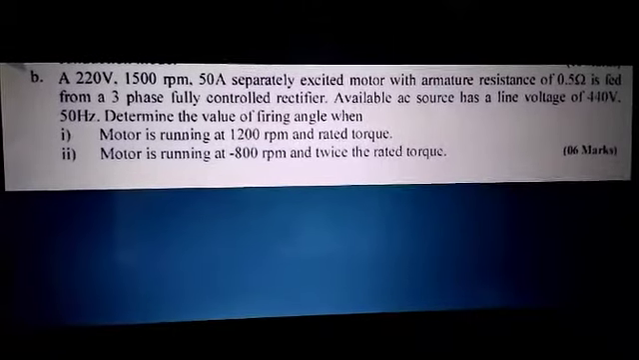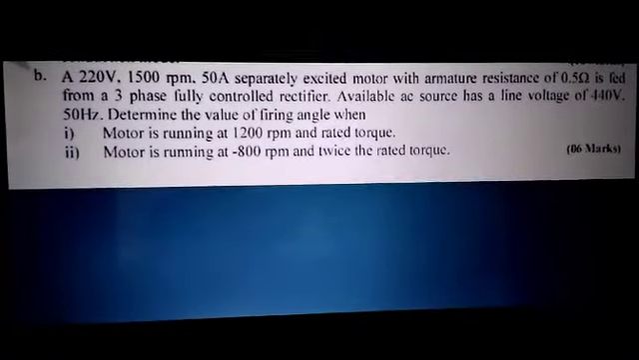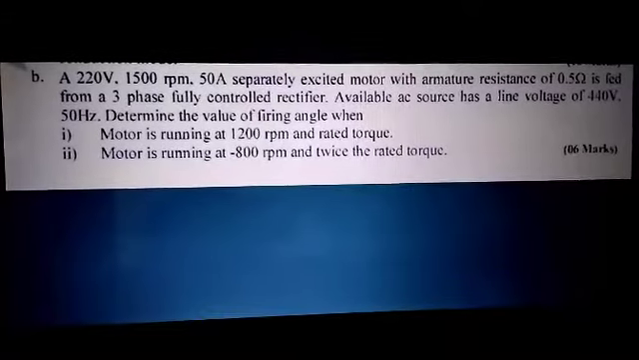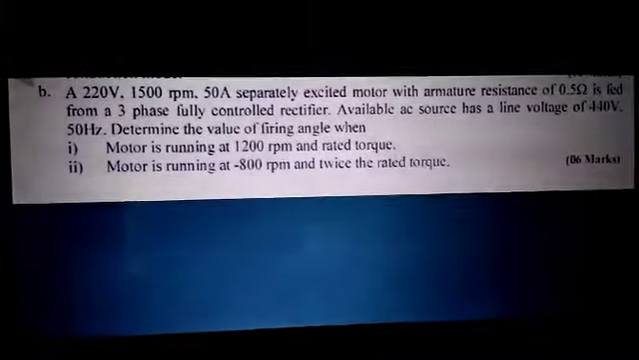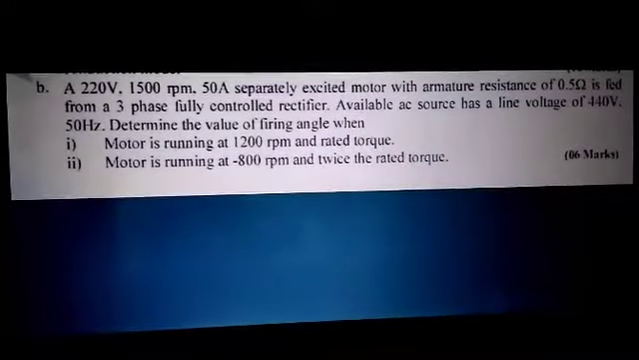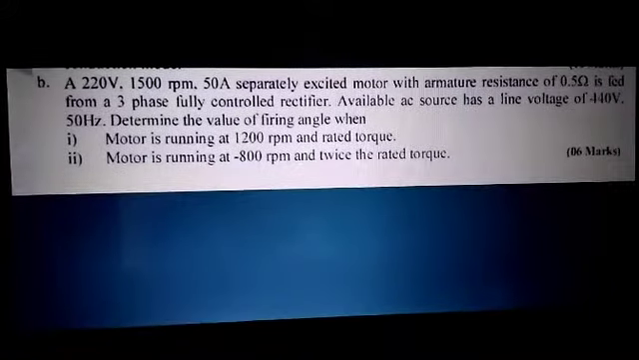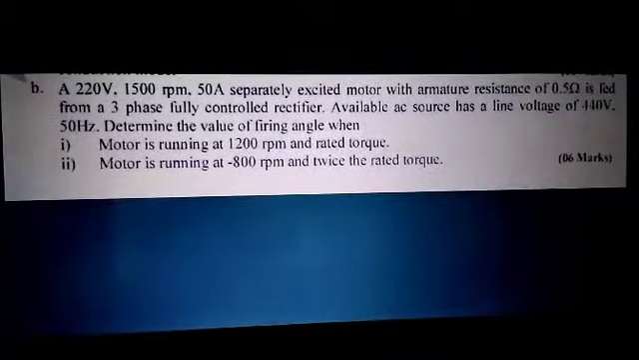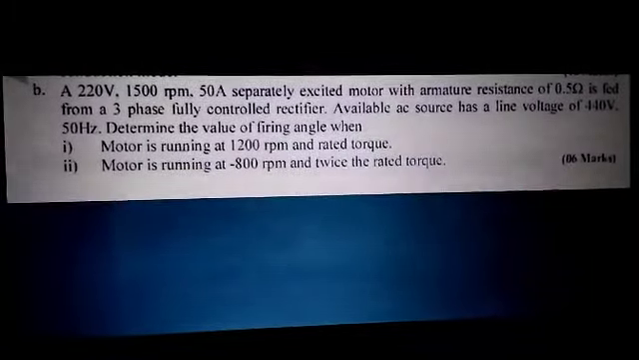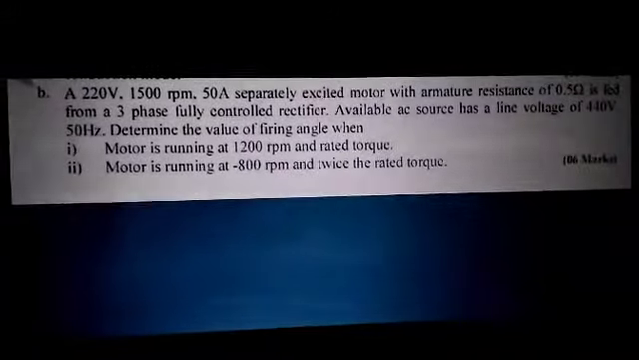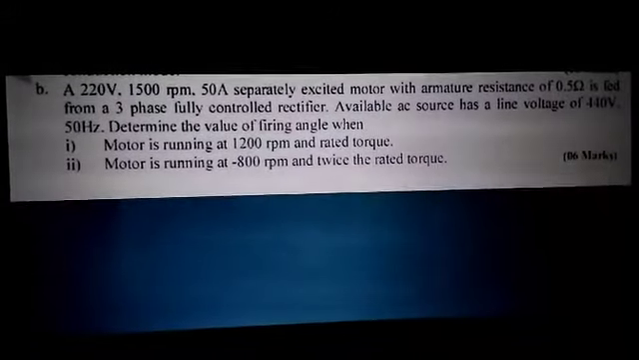The question states: a 220 volt, 1500 rpm, 50 amp separately excited motor with an armature resistance of 0.5 ohm is fed from a three-phase fully controlled rectifier. The available AC source has a line voltage of 440 volt and 50 Hz. Determine the value of the firing angle.